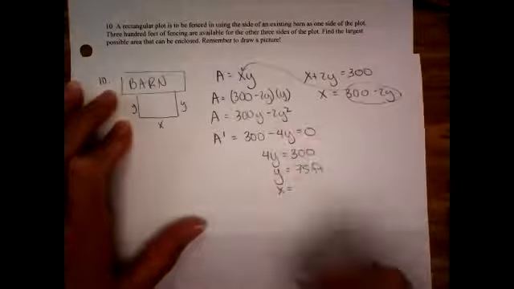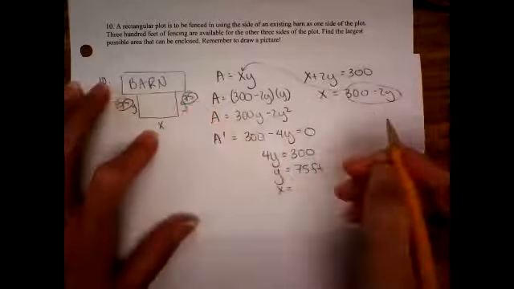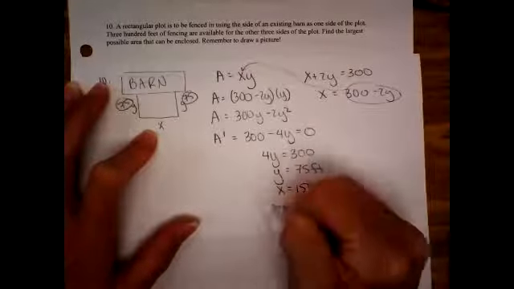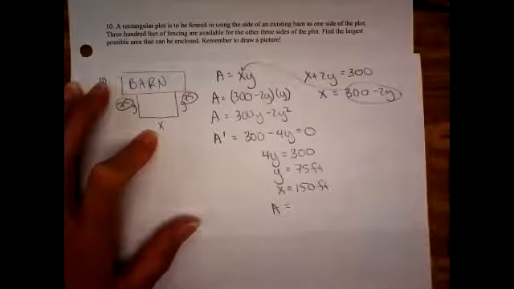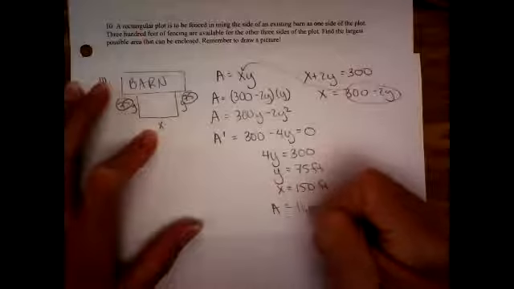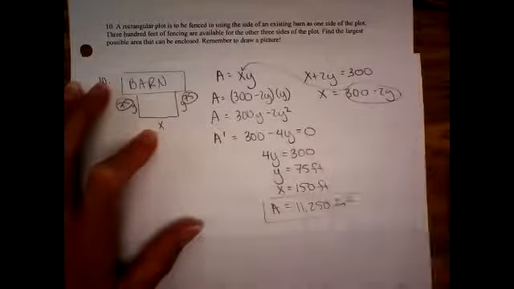We need to find x. So if this is 75 and this is 75, that's 150. And it was a total of 300 feet. So x is going to have to be 150 feet. And then for your area, you're just going to multiply those together. So, and I'm just typing this in the calculator. I'm not doing that in my head. 11,250 square feet. Area is two-dimensional.